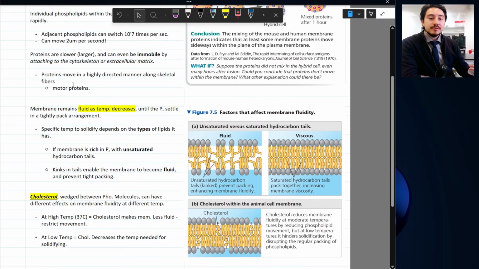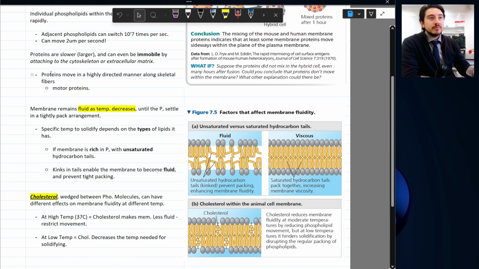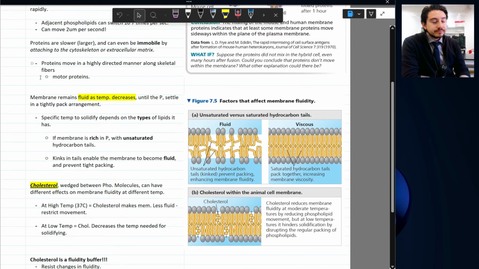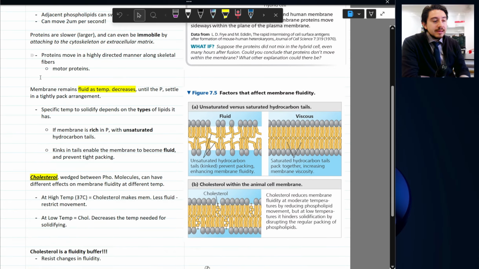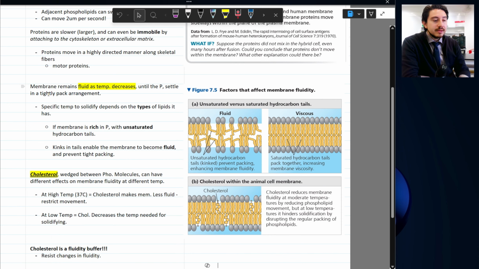Proteins, being a lot larger, can move, but they're slower, just because of their size. Some of them can be immobile, meaning that they don't move because they're latched on to the extracellular matrix or to some fibrous proteins, so they're relatively stagnant. Also, they could move in a highly directed manner because of the skeletal fibers, like we've seen in the previous chapter on motor proteins.